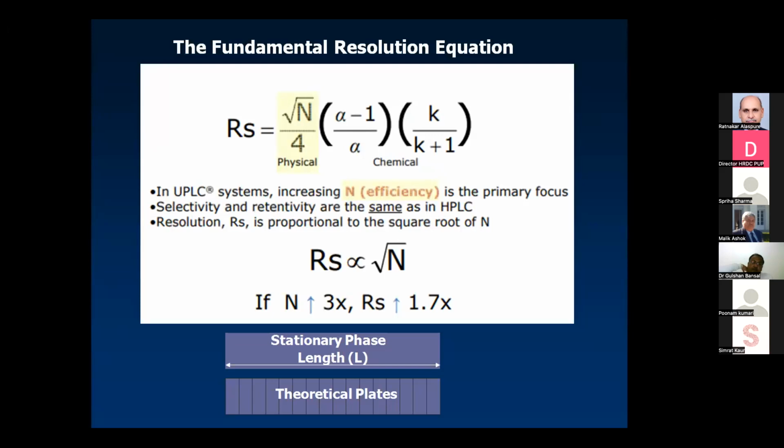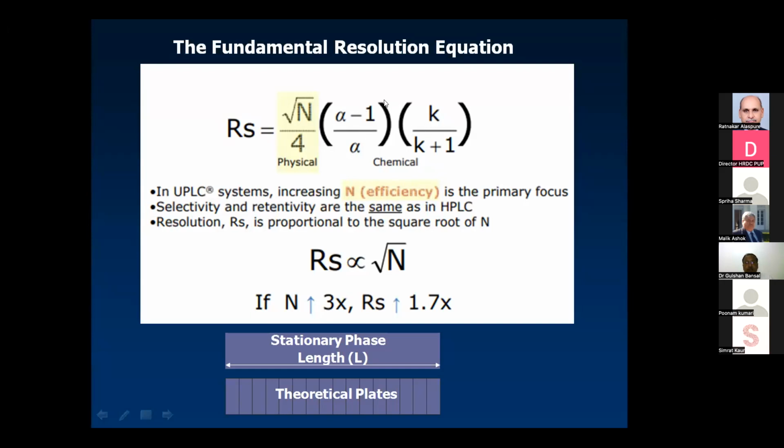It increases, the resolution increases. So this is the fundamental resolution equation where we see that resolution is equal to C times root N. N is capital N, the number of theoretical plates, and C is some constant. Then alpha is your selectivity, and k is the capacity factor.